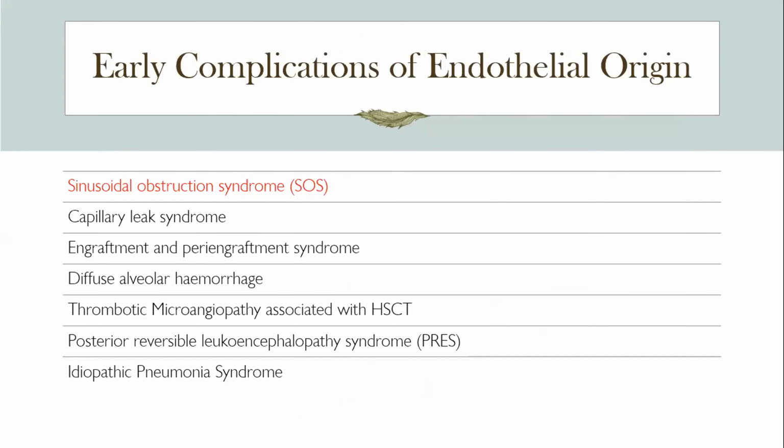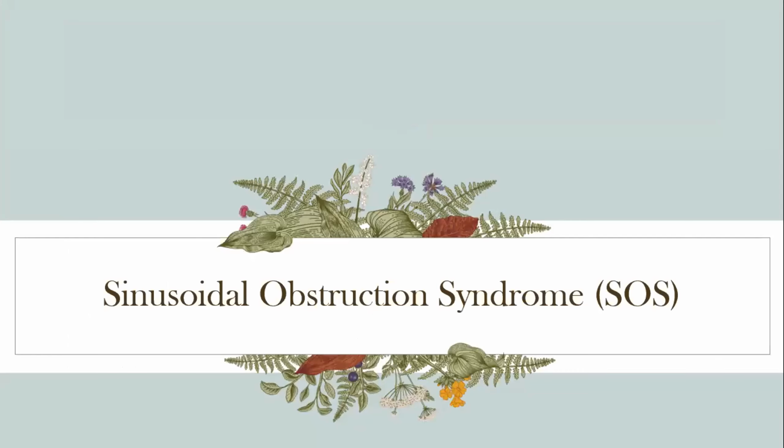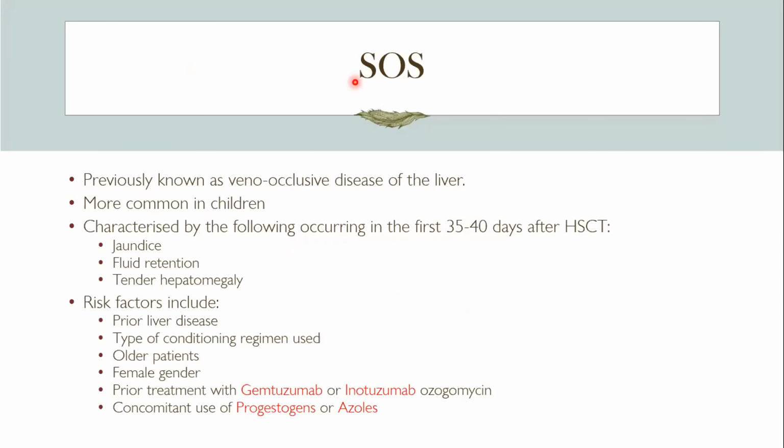This is a list of the early complications of endothelial origin. I've put sinusoidal obstructive syndrome in red because its pathogenesis is thought to not solely be endothelial in nature, and it's often not included, depending on what text you read. But I thought it was quite important to include it, and also Dr. Paratnath didn't cover it, so I will be speaking about it. I won't go in depth into every single topic because I have very limited time. So I'm going to start with sinusoidal obstructive syndrome, which I'm going to call SOS.